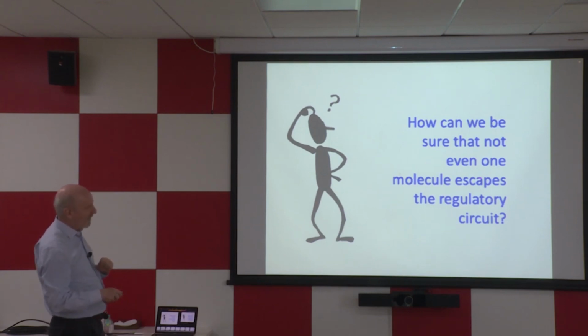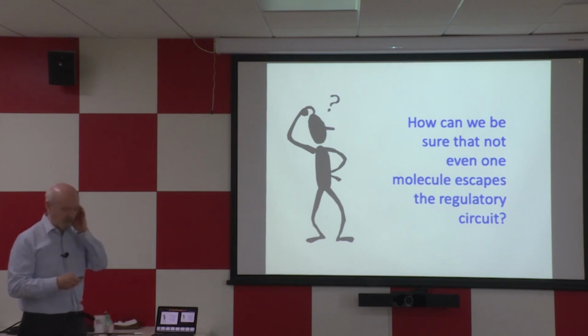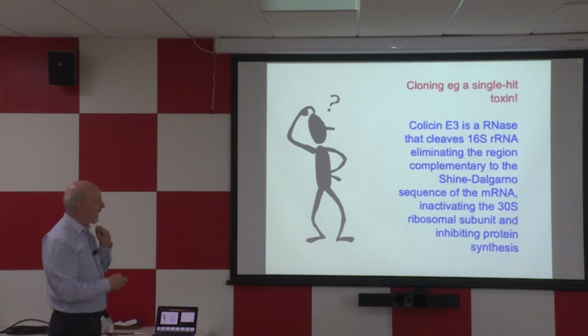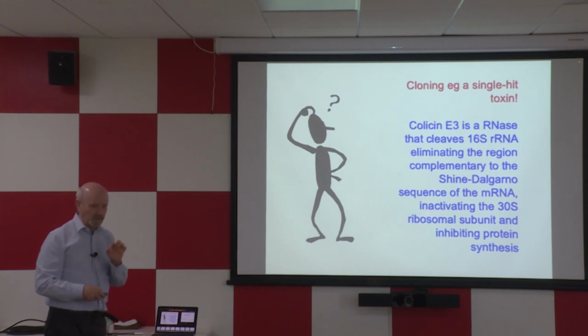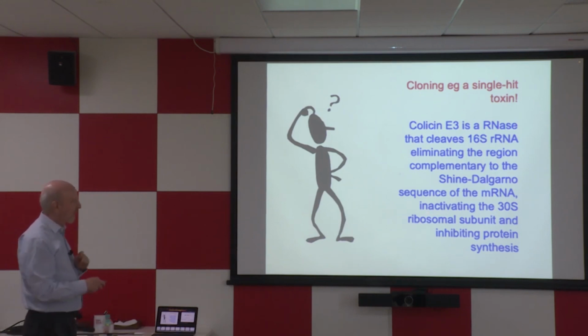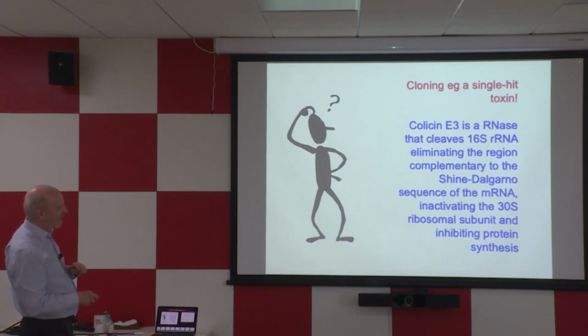Okay, so one way to do it is to engineer a system with a regulatory element, where the molecule that may or may not escape is lethal. There are some molecules called colicins that are able to kill a single cell with just one molecule. There are various colicins. The one that we picked is colicin E3. There are many of them, and they are RNases that cleave 16S RNA regions, and basically they kill the cells with just one molecule per cell.